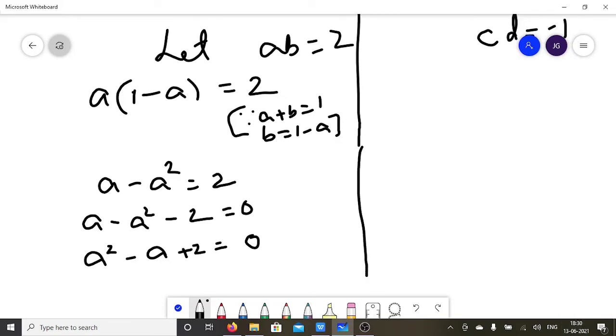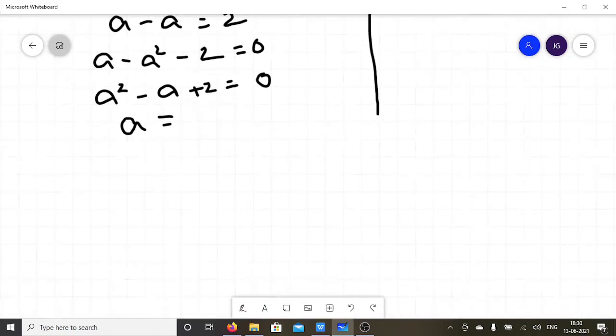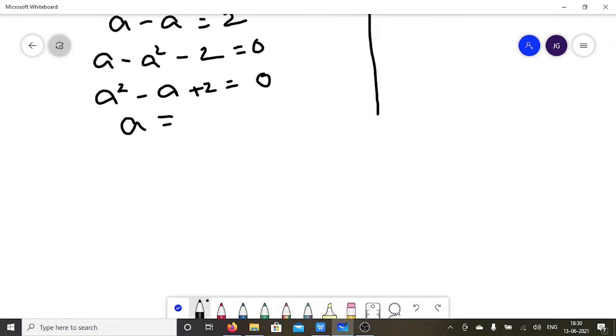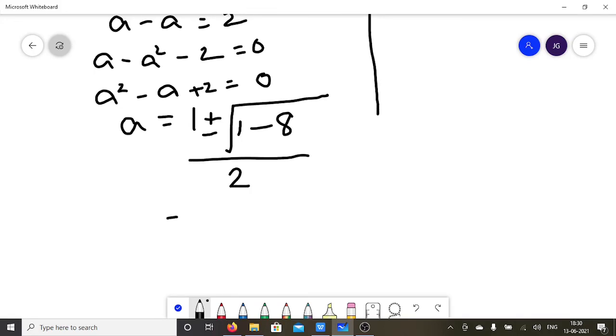So A is equal to minus b plus or minus root of b square minus 4ac, all by 2a. So this is 1 plus or minus root of 1 minus 4 into 1 into 2, that is minus 7, by 2. So this is 1 plus or minus root of minus 7, which is i root 7, by 2. So these are 2 roots.